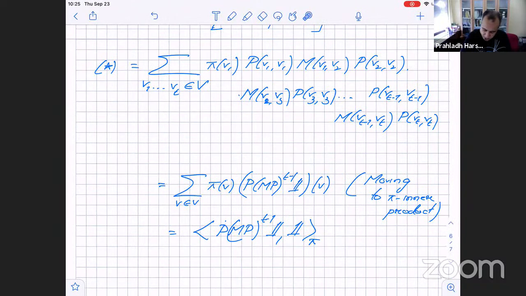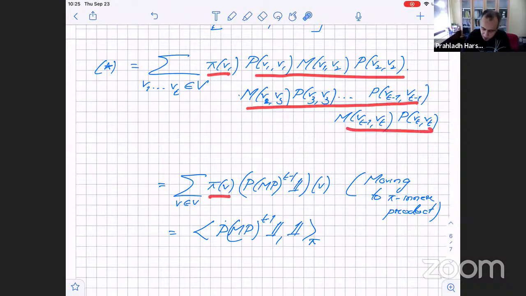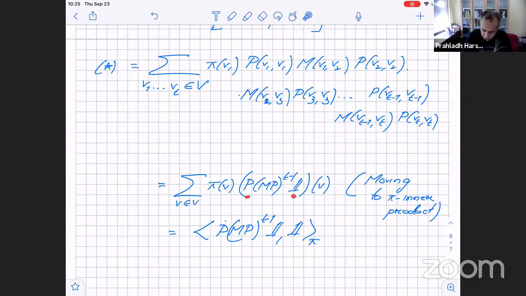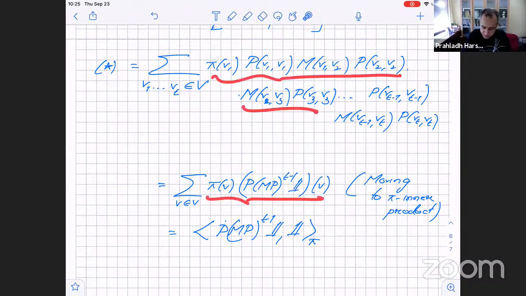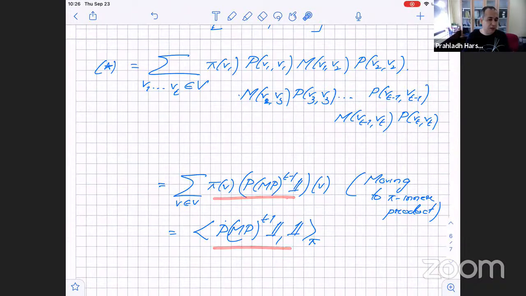That is, this quantity, this pi v1, I'm rewriting as pi v. This part is exactly matrix multiplication, and you're picking up the v-th entry. That means PMP, I'm applying on the vector 1 and picking up the v-th entry, the v1-th entry. The v1 will be the one left over. So this quantity is exactly this quantity. Convince yourself of that. Once you convince yourself, the fact that this is equal to this should be clear.